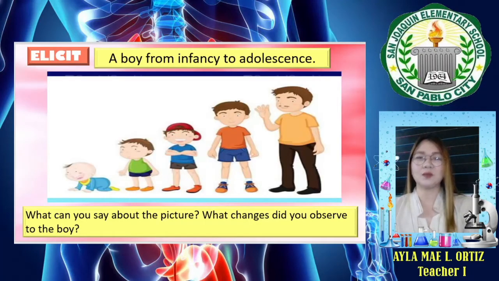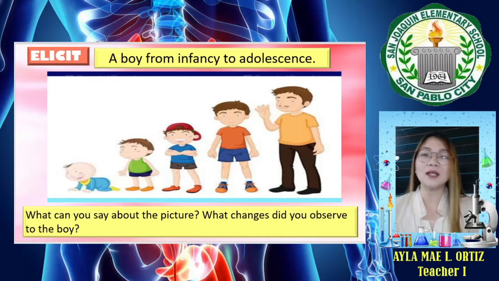To start with, I have here a picture of a boy from his infancy to adolescence. Okay, class, what can you say about the picture? What changes did you observe to the boy? In this picture, there is a lot of changes that happen to the physical characteristic of a boy. And today, to further understand those changes, we need to focus first on what causes those changes and why it is happening. Okay, class, are you ready to learn?